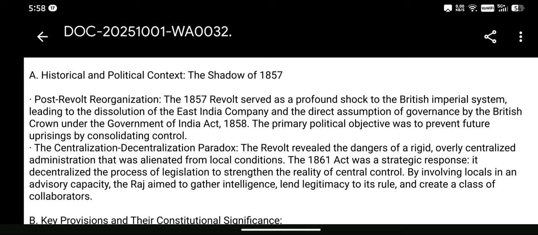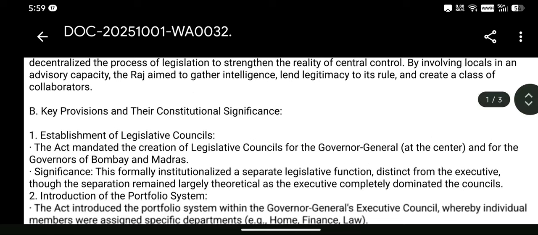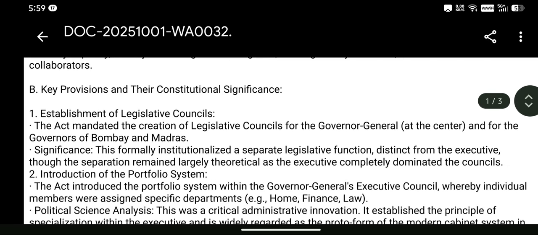The primary political objective was to prevent future uprisings by consolidating control. The centralization-decentralization paradox: the revolt revealed the dangers of a rigid, overly centralized administration that was alienated from local conditions. The 1861 Act was a strategic response. It decentralized the process of legislation to strengthen the reality of central control. By involving locals in an advisory capacity, the Raj aimed to gather intelligence, lend legitimacy to its rule, and create a class of collaborators.